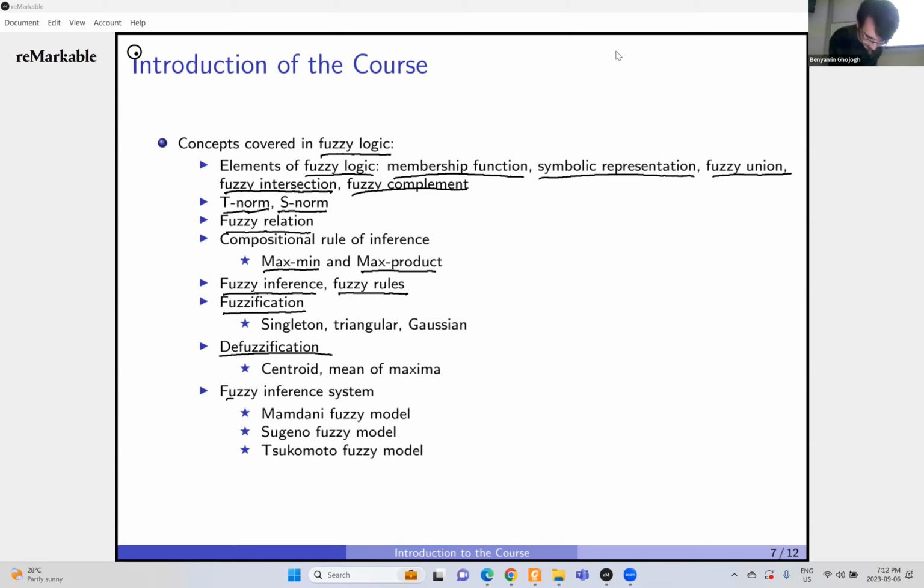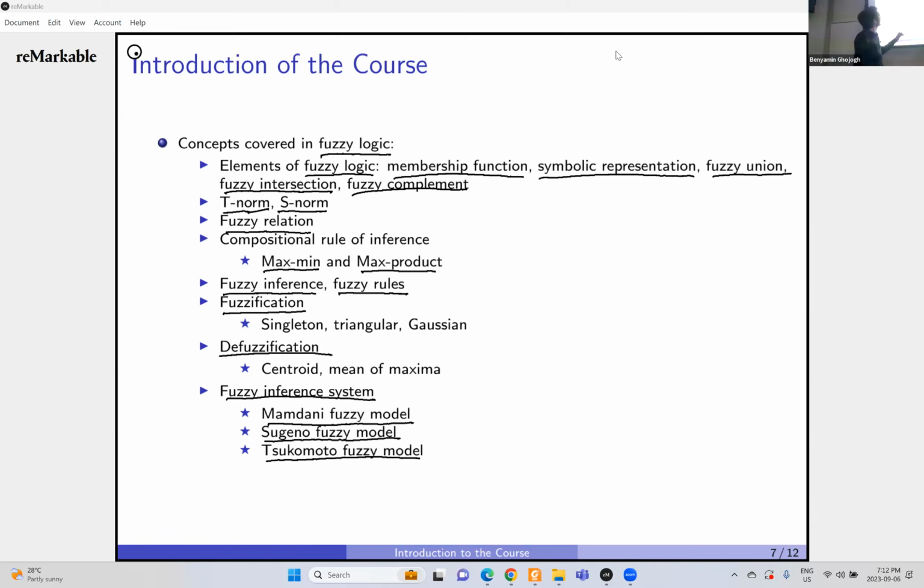Then we'll cover fuzzy inference systems, which are several models. Mamdani fuzzy model, Sugeno fuzzy model, and Tsukamoto fuzzy model. And I think, as it's obvious, these are Japanese names because in Japan, fuzzy logic was developed a lot. I heard that even their subways were controlled by fuzzy controllers.